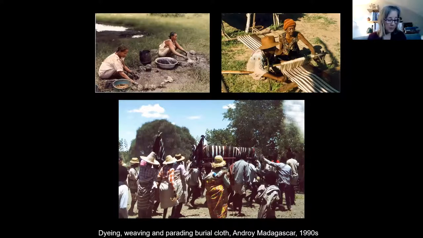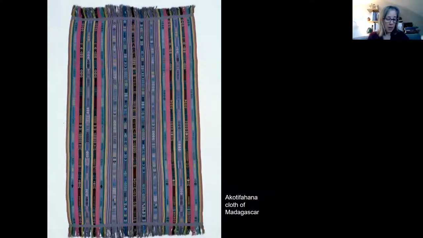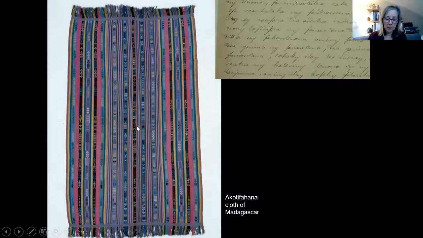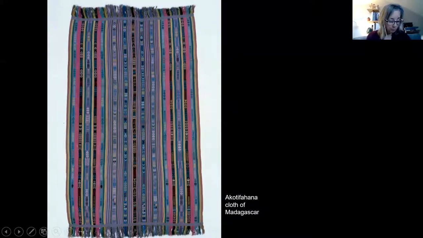So after my doctorate, as a postdoc project, I undertook an art historical analysis of Madagascar's most iconic textile, which you see here is called akutifana. And what makes it different from other Malagasy weavings is in part the fiber. It's entirely made of bombyx or Chinese silk, but also these supplementary weft patterning, which I hope you can see, these little figures. And it appeared rather suddenly at the start of the 19th century.